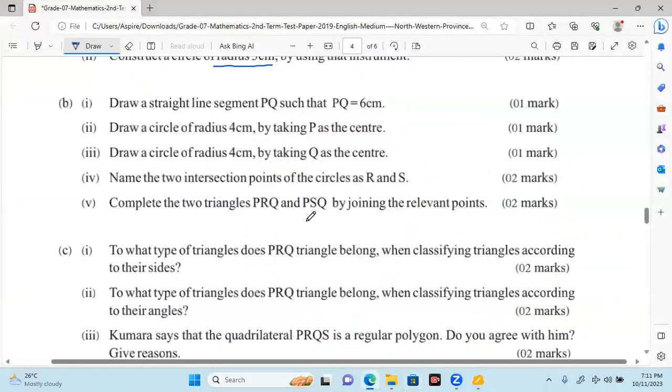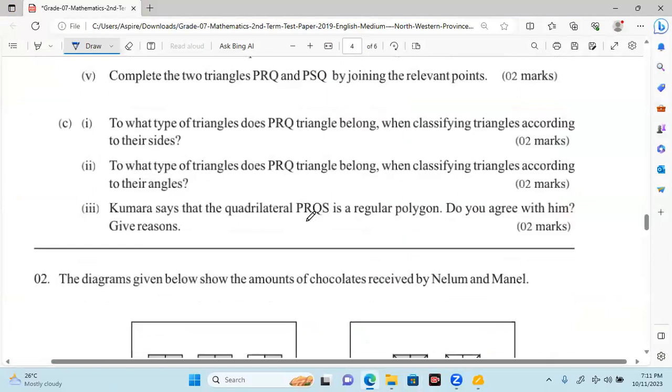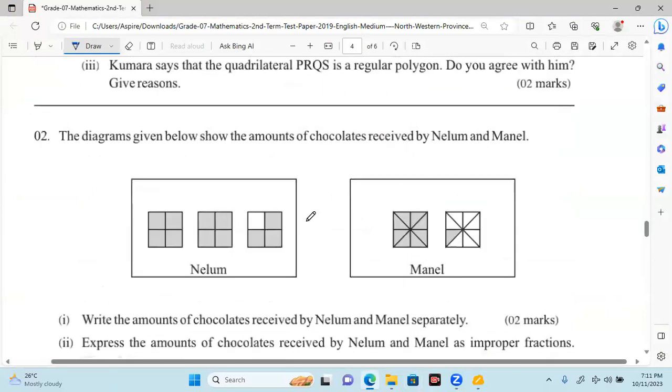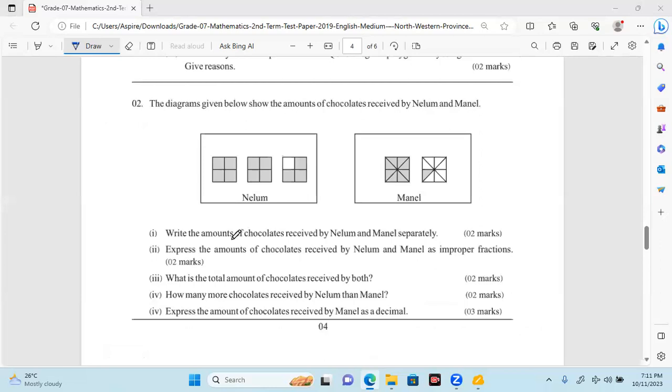Actually, this question is based on circles and rectilinear plane figures. If you haven't done the second question, I will give you some minutes. Please do the second question.